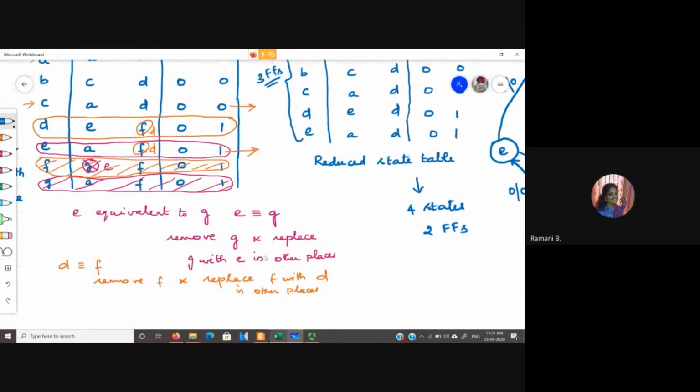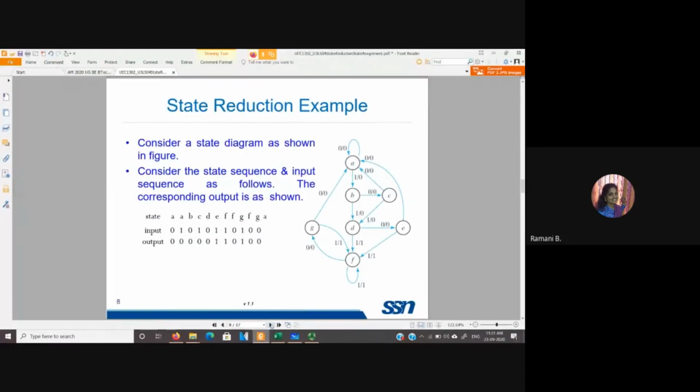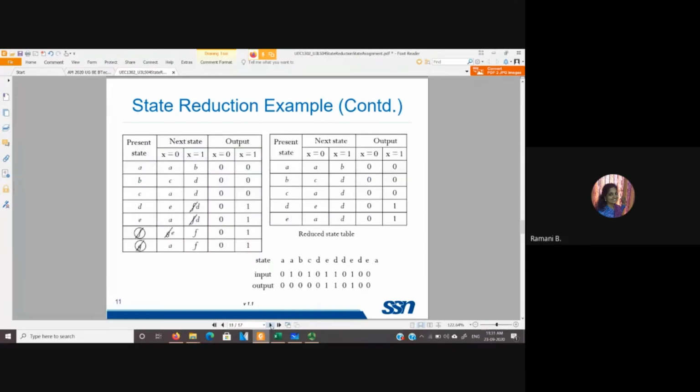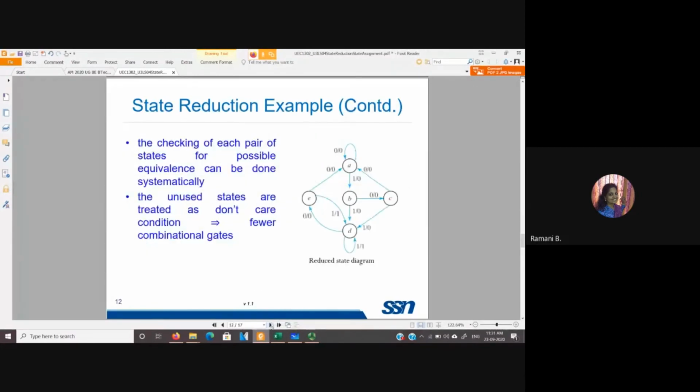Okay? So that is about this state reduction. All the information is given over here, the reduced state table and all.